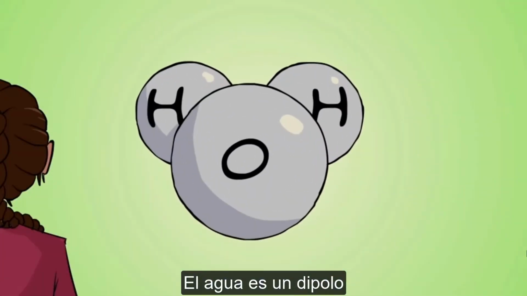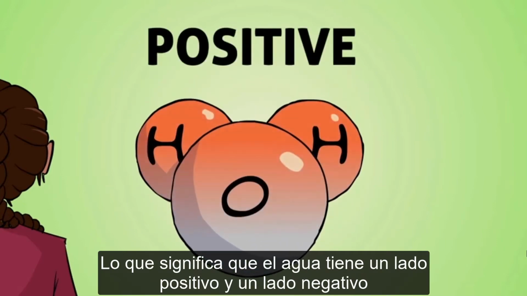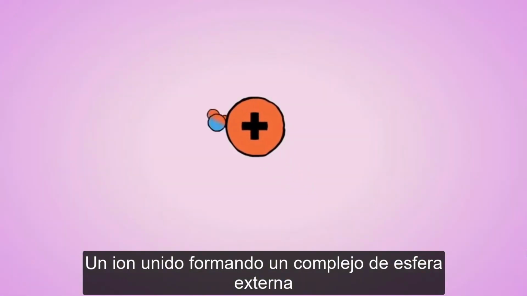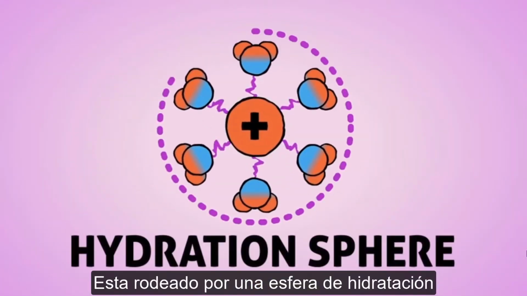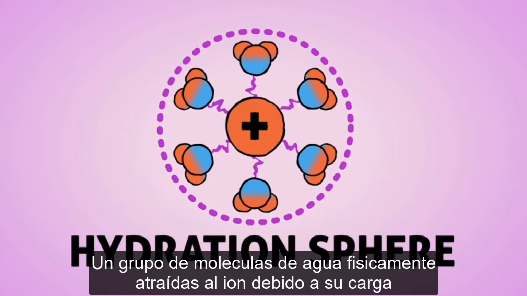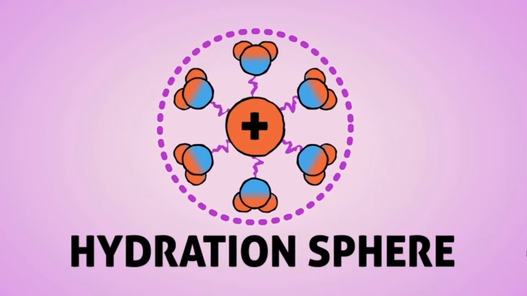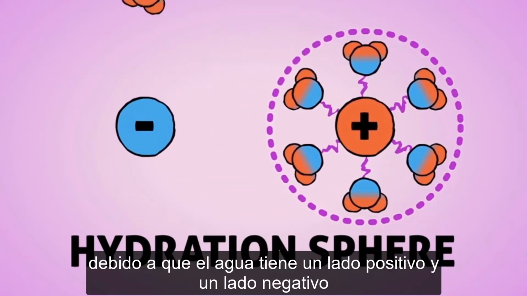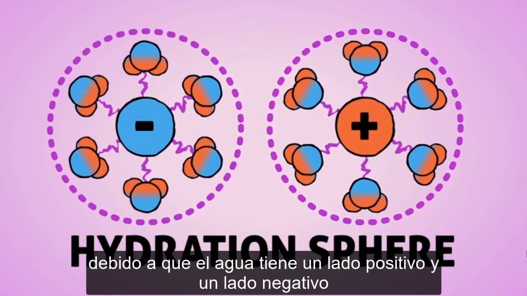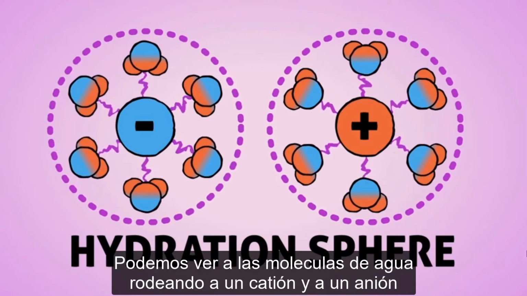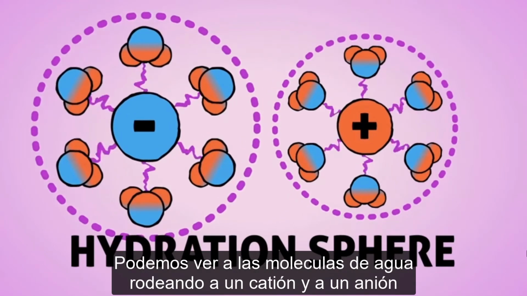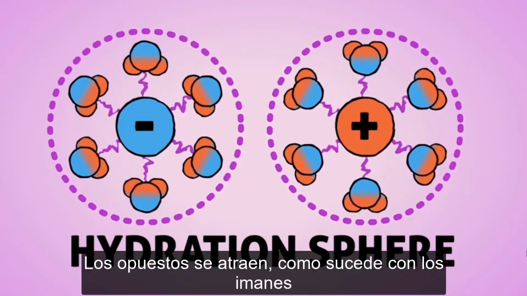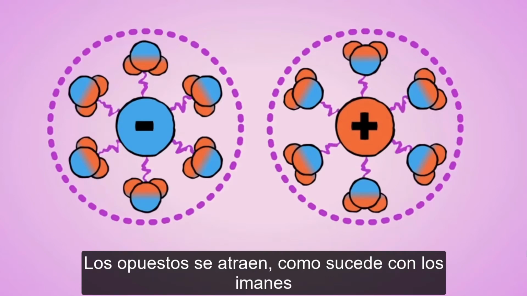Water is dipolar, which means a water molecule has a positive side and a negative side. An ion bound by outer sphere adsorption is surrounded by a hydration sphere, a collection of water molecules that are physically attracted to the ion because of its charge. Hydration spheres can form around both positive and negative ions because water has a positive and negative end. We see water molecules gathering around a cation and an anion, clearly showing the different ways they attach based on polarity. Opposites attract, just like with magnets.